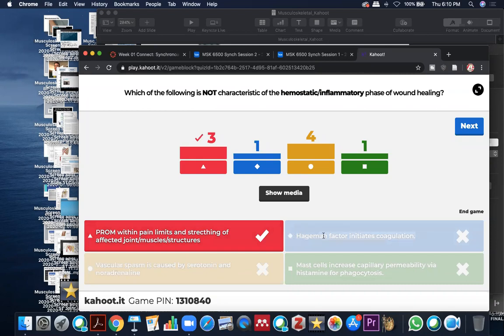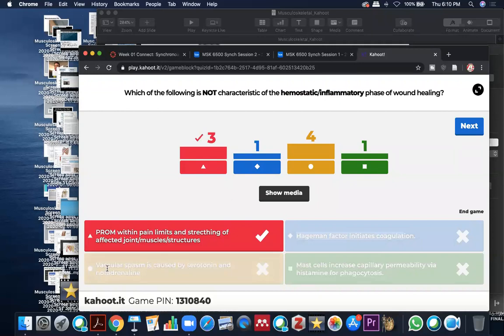So Hageman factor is clotting factor 12. Not that that's super important, but it was named explicitly. And because you're in the hemostatic phase, so you have to stop the blood loss, this is the part of the coagulation cascade that initiates that, factor 12 or Hageman factor.